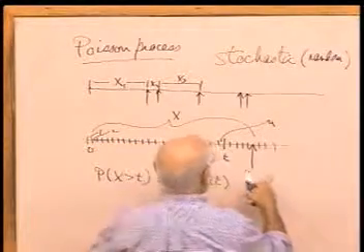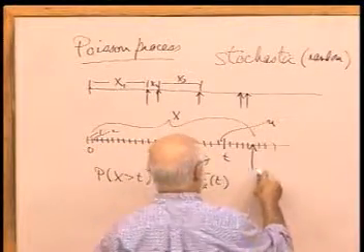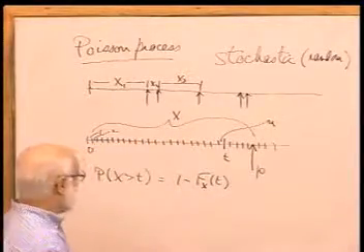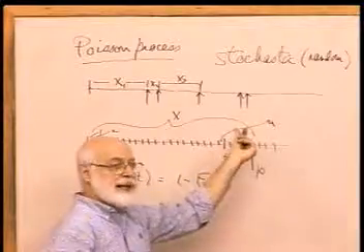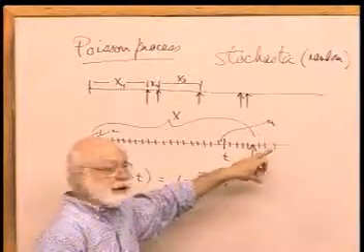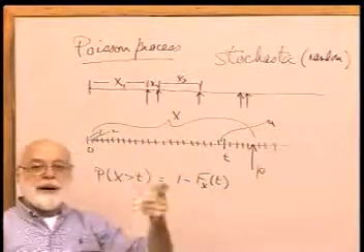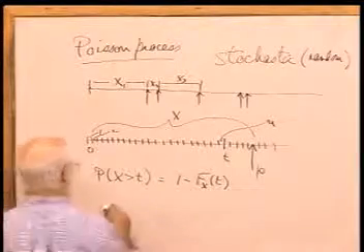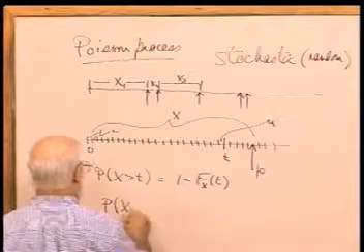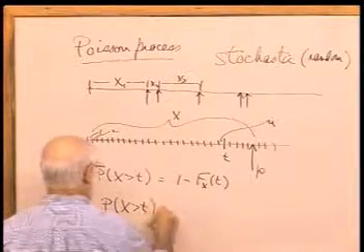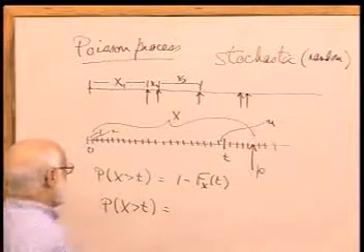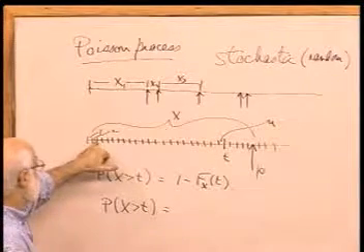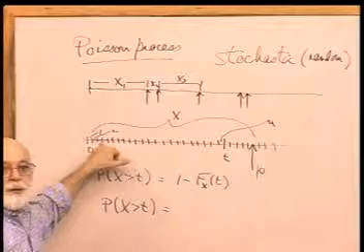So what I'll say to start things off is, suppose little p is the probability that in one of these little intervals, because remember they're all identical, I have an arrow. So if p is the probability of an arrow, 1 minus p is the probability of no arrow. And then I say this: the probability that x is greater than t is equal to the probability that there is no arrow here, and no arrow here, and no arrow here, and so forth.